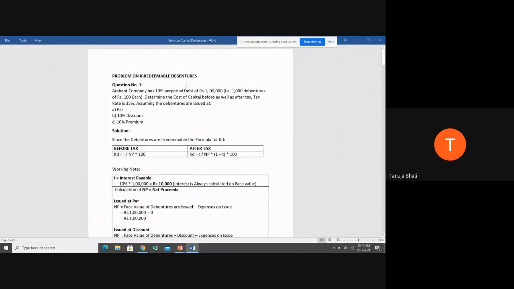Okay. Now here already I have given it is a problem on irredeemable debenture, but still, how will you all identify whether it is irredeemable debentures? Let us see.